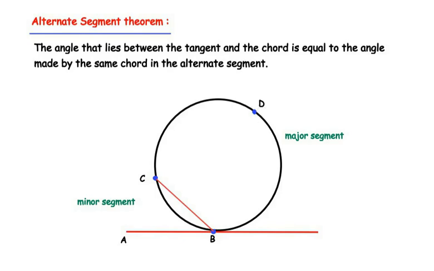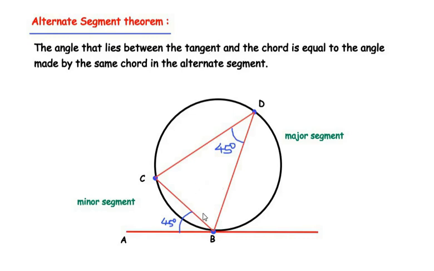Now we have marked a point D in the major segment. Let us say that this chord BC makes an angle at point D in the major segment this way. Let us consider that the angle between the chord and the tangent is going to be 45 degrees, for example. This angle is made by the chord with the tangent in the minor segment. According to the theorem, the same chord is going to make the same angle in the major segment. Since the angle at point D is made by the same chord but in the major segment, this angle is also going to be 45 degrees. So this is the alternate segment theorem.